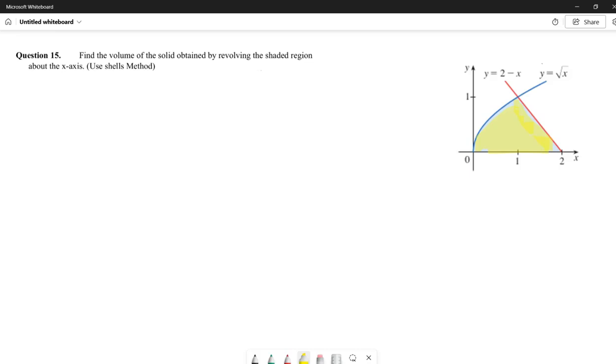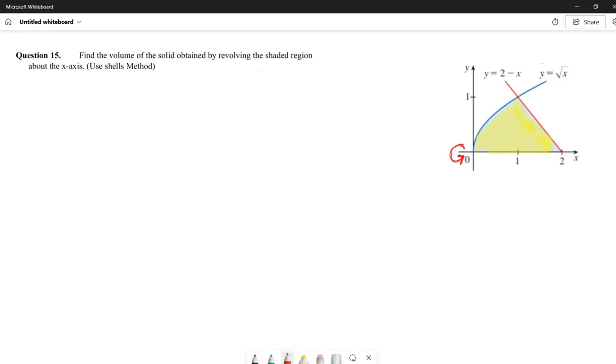So we need to rotate this shaded region around the x-axis. So rotation is around the x-axis. This axis is the axis of rotation. So I always mark up a little rotation mark here so I know where the rotation is happening.